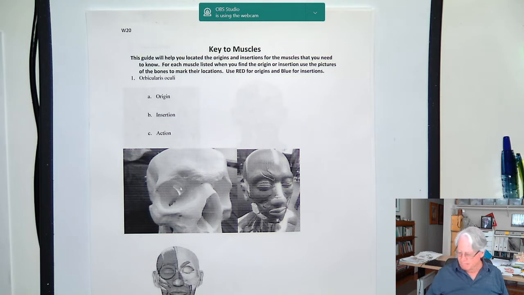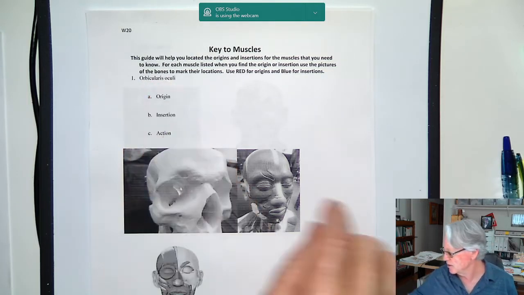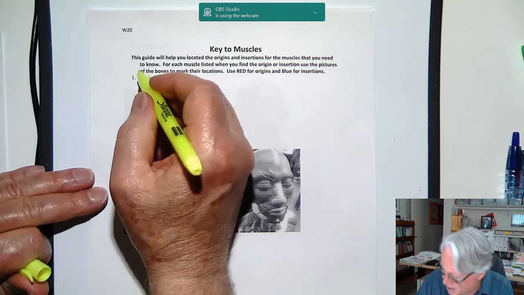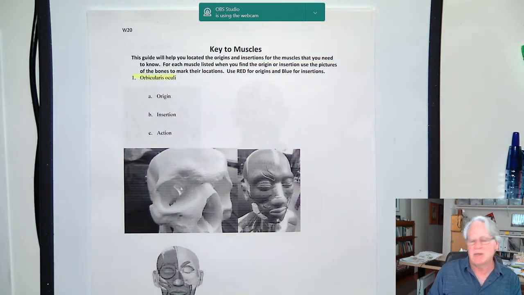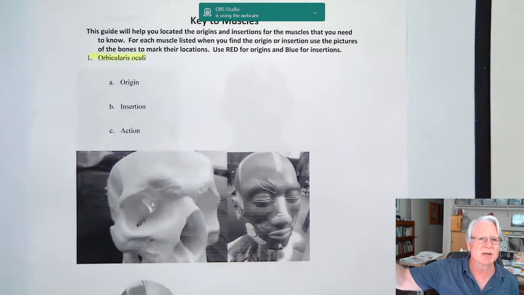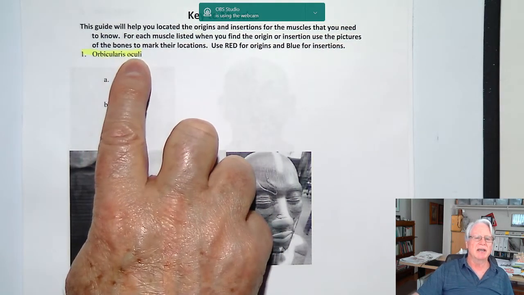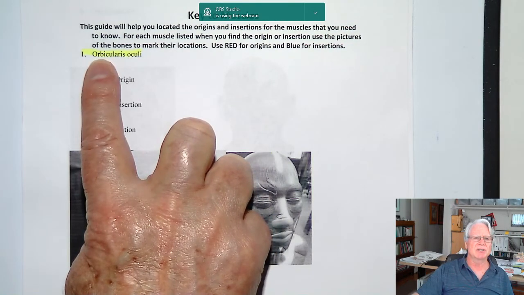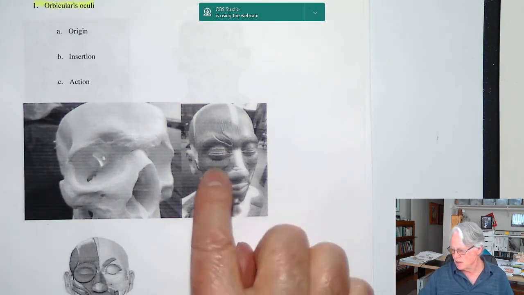And we will begin. All right, so the first muscle we're going to talk about is orbicularis oculi. Let's go ahead and highlight that because it's kind of hidden right there. Now, as you know, the name contains information. Orbicularis, meaning around, and oculi refers to the eye. So this is a muscle around the eye. And here you can see in this image right here, it's there.